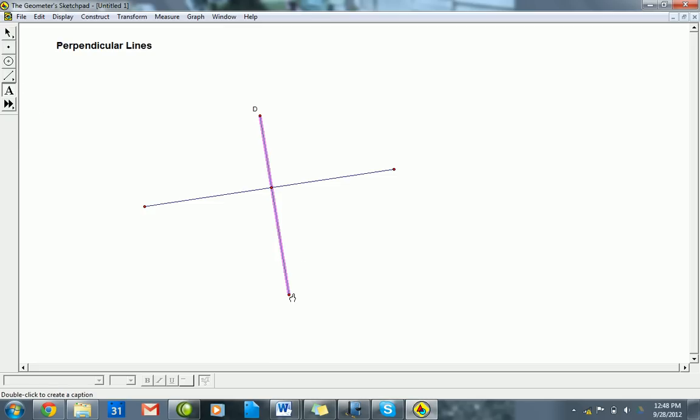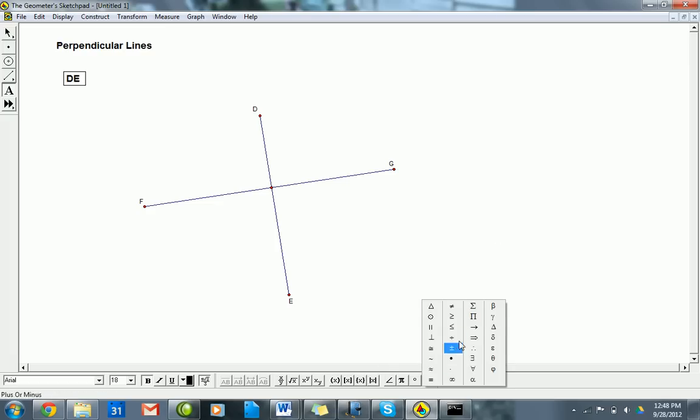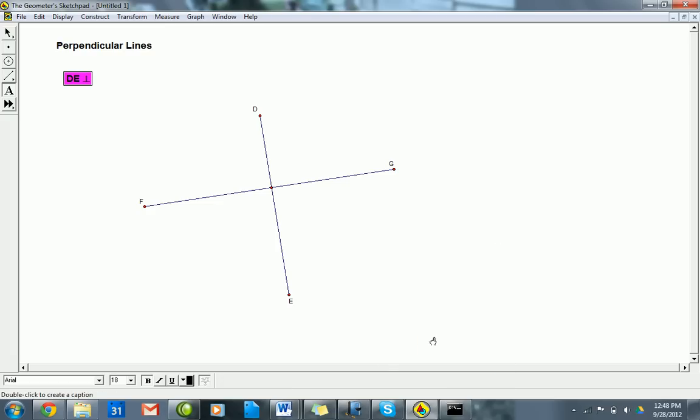I'll label them up. We'll say D, E, F, and G. So for this particular diagram, I would write that the segment, we're going to call the segment DE, is perpendicular, here's a perpendicular sign right there, to segment FG. And then I'm going to go back and put the proper notation, segment, here. Okay, so that's how we write perpendicular.